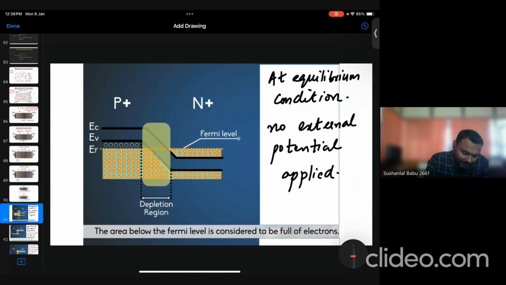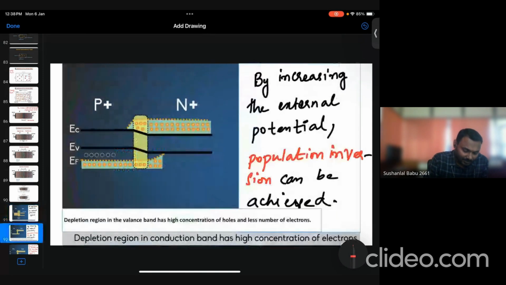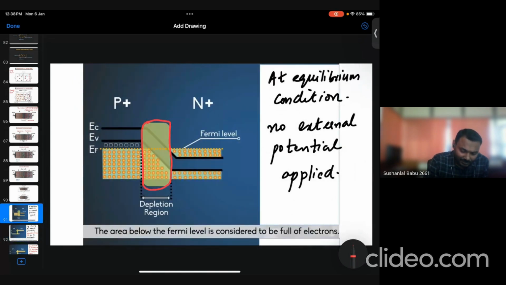So this is the junction actually. See, this is the depletion region. That region is called the depletion region, and we have to reduce its width. So you can see that there are no carriers within the depletion region. Now this is the energy diagram, with the depletion region.